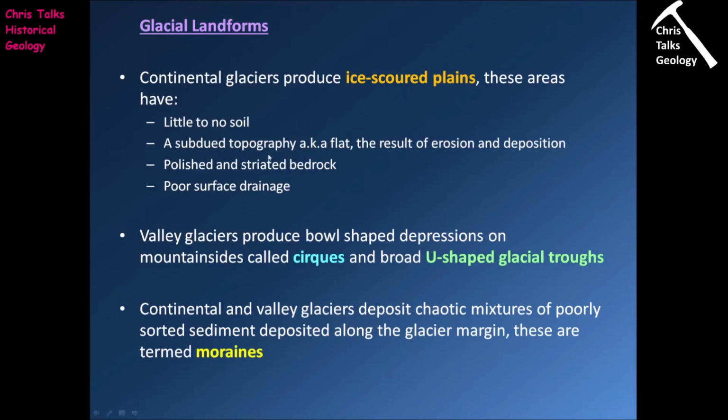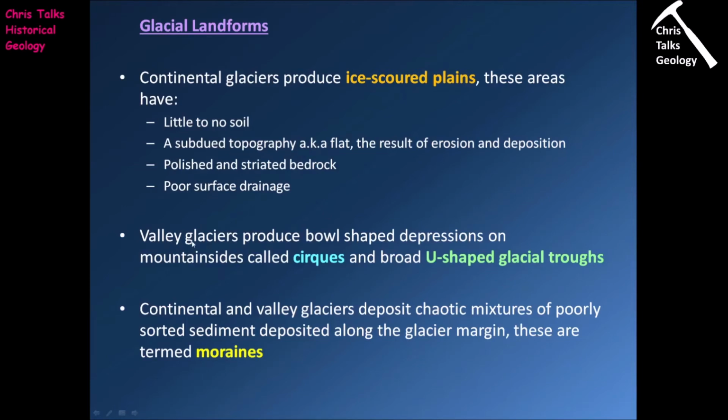We can also see in these ice-scoured plains we have polished and striated bedrock. This is the result of the glacier moving through the area and stripping off the topsoil, because as we've already discussed, the glacier will sit directly on the bedrock. And because the glacier essentially planes the area flat, it means there's very little topography in the area. So that means the gradient's very, very low, and this means water will not drain very quickly from these areas, because of course, in order for water to move, you require a gradient.